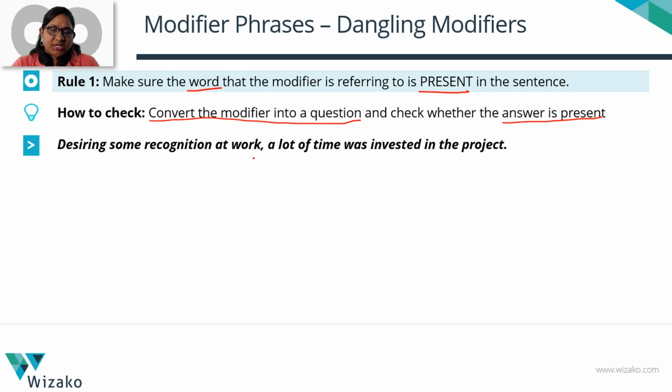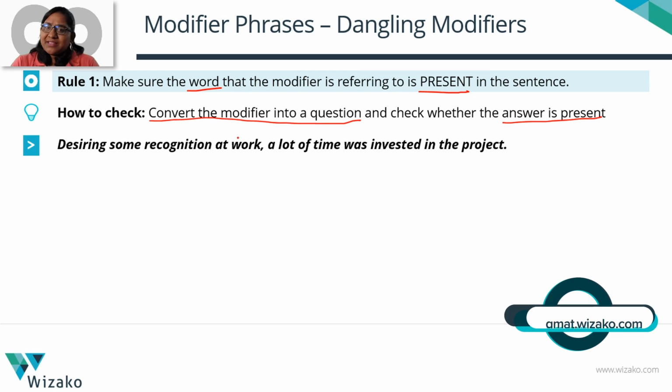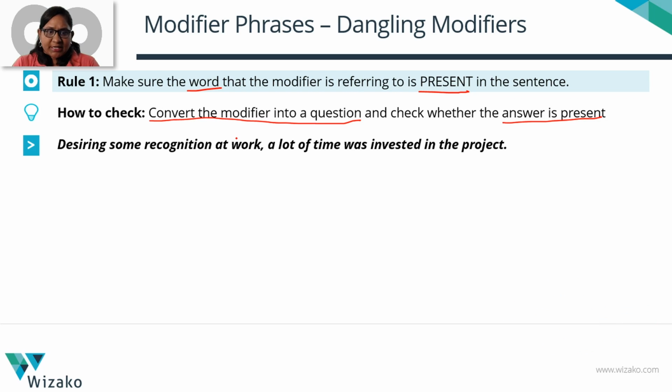Desiring some recognition at work, a lot of time was invested in the project. Now at first glance, this looks like a complete sentence. There is meaning that is conveyed there. We want recognition at work and therefore a lot of time was invested in the project. It makes sense, right? So when we speak, we just leave it at this. But let's do our check of converting the modifier into a question and see whether it's actually grammatically correct.